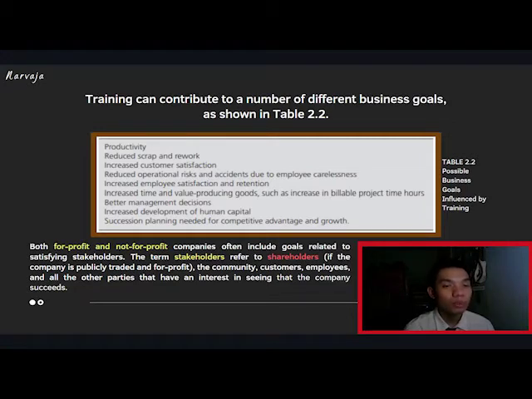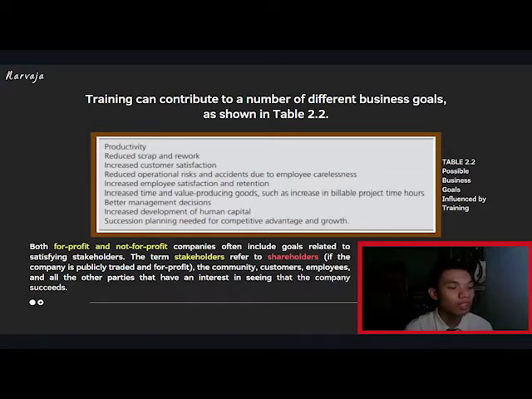Table 2.2, possible business goals influenced by training. Productivity, reduce scrap and rework, increase customer satisfaction, reduce operational risk and accidents due to employee carelessness, increase employee satisfaction and retention, increase time and value producing goods such as increase in billable project time hours, better management decisions, increase development of human capital, succession planning needed for competitive advantage and growth.